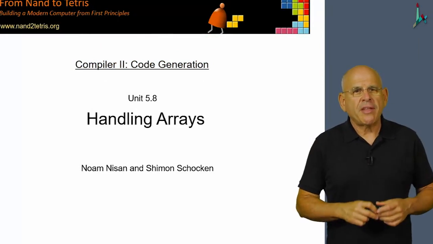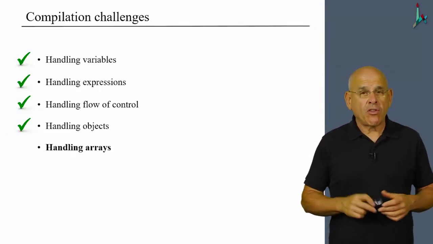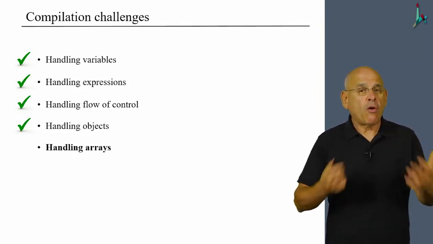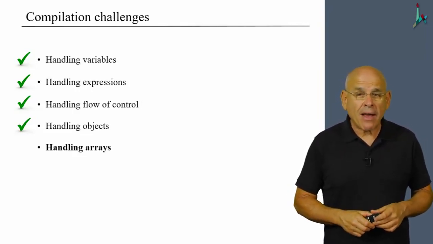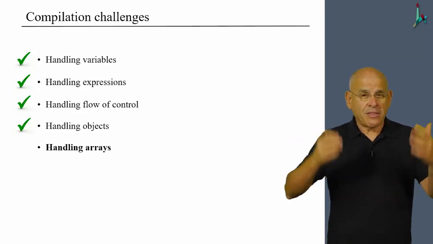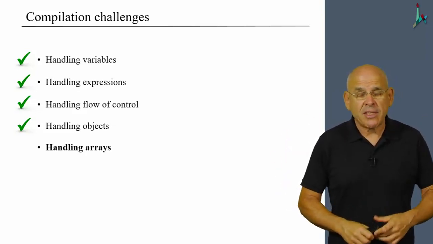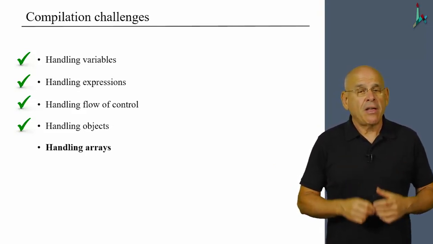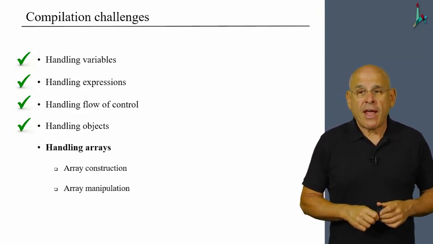So welcome to Unit 5.8, in which we're going to talk about arrays. To remind you, we are developing the code generation capabilities of our compiler. We already handled variables, expressions, flow of control, and objects, and in this unit, we're going to discuss how the compiler generates code for handling arrays.